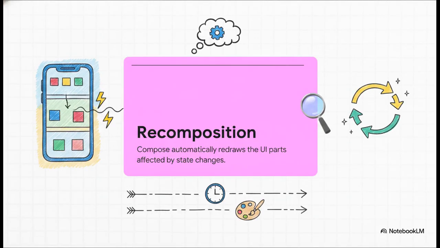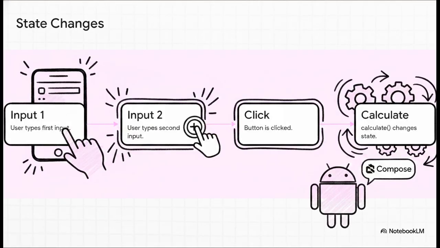But if you take one thing away from this, it's this magic word, recomposition. In traditional Android, if data changed, you had to write specific code to manually tell the UI to update, like calling notify dataset changed. With recomposition, Compose automatically redraws only the specific parts of the UI affected by state changes. You literally just update a variable and the screen instantly reflects it. It's almost like magic. Let's see how that actually works in our calculator's flow.